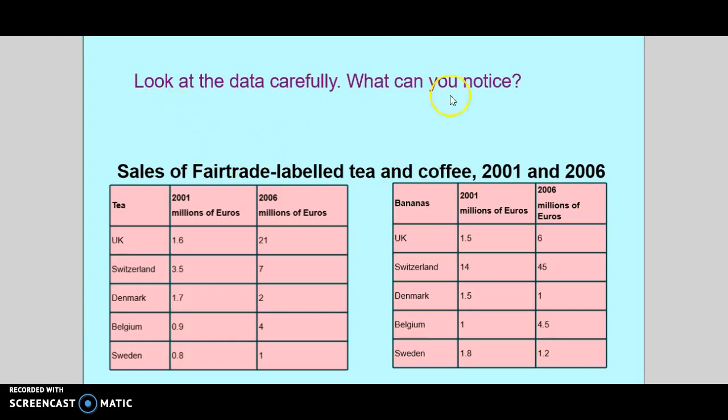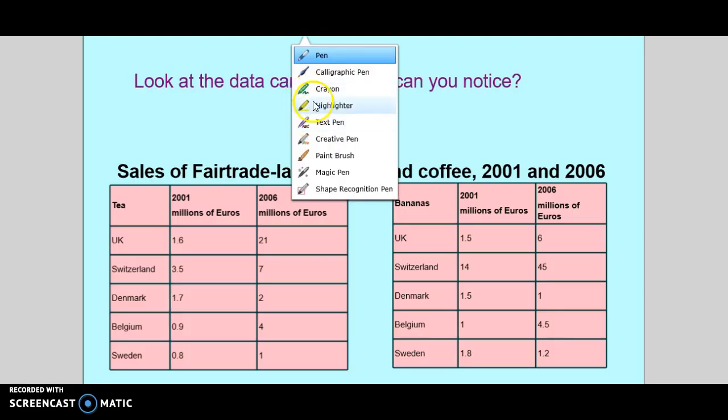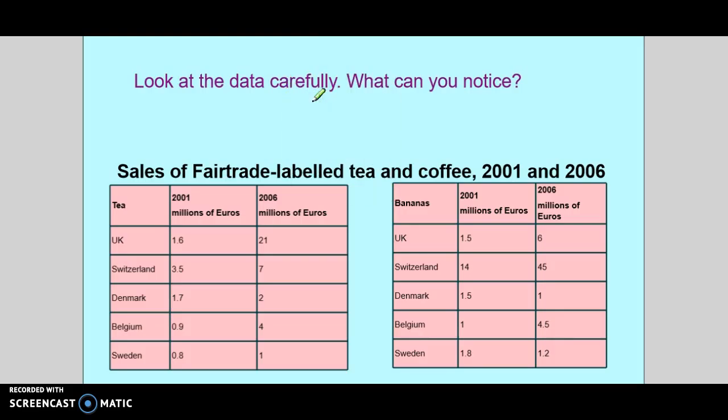So look at the data carefully now. Now, as I said, it's important to write an overview. So straight after the introduction that we wrote in the previous slide, you will need to write a quick overview. So let's have a look at and highlight what you think, or what I think, the most important changes, the most important trends, and the most important features of these tables are.